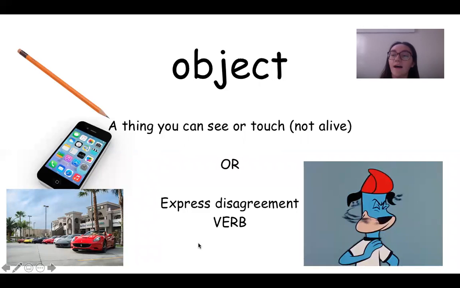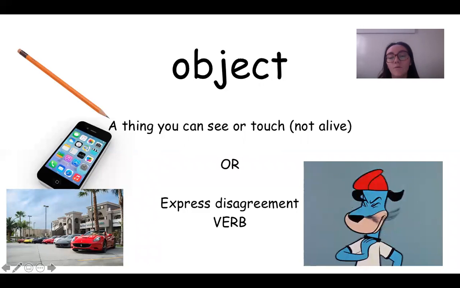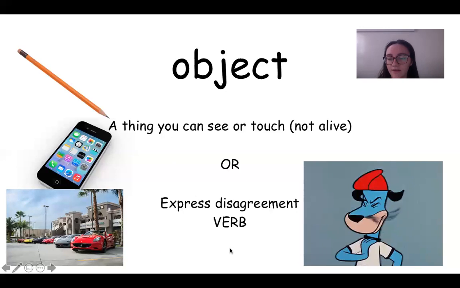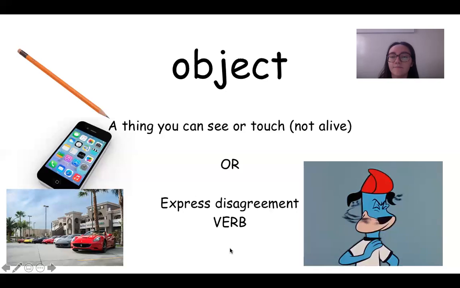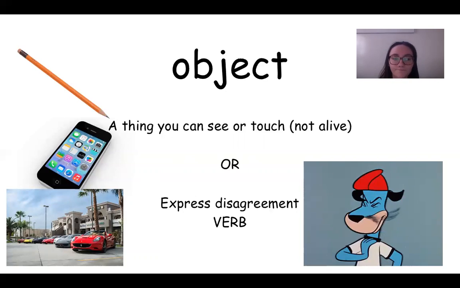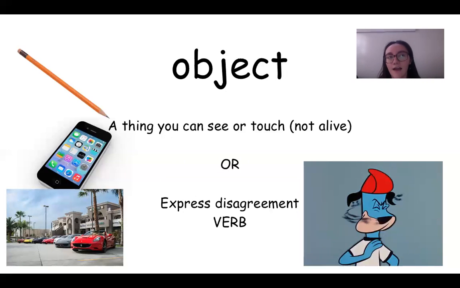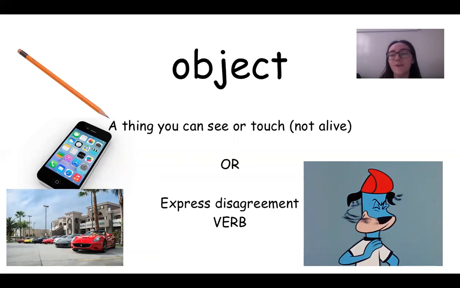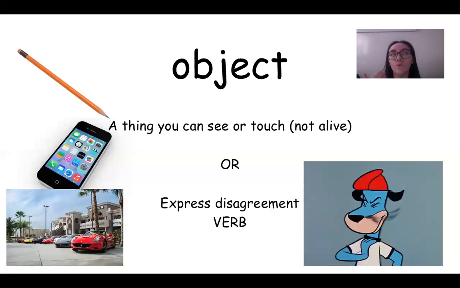Or you can object to something, which means you express disagreement. And this is a verb when you use it this way, object. And you could say, I object to taking showers. Right. So it means that you don't agree with it or you don't do it.